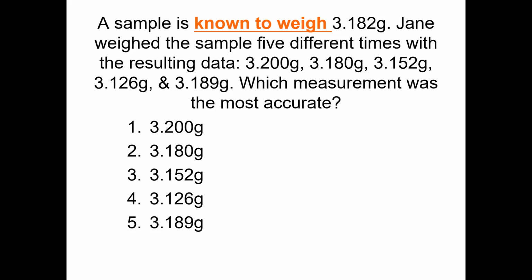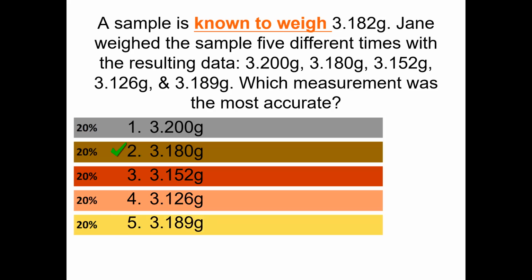No, nobody's saying anything. It's a little different when you have numbers. One, 2, 3, 4, or 5. Which one? Okay, since you're not answering, here goes. It's 2, of course. It's the closest to 3.182, right?